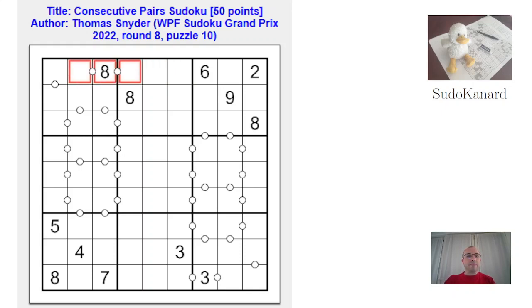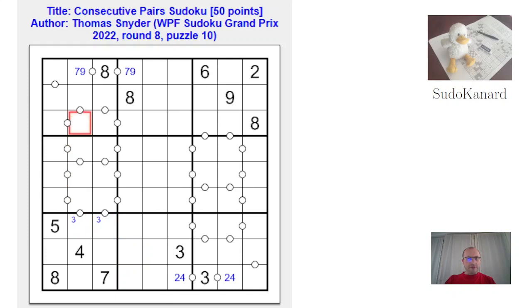So let's begin. We have 7 and 9 surrounding 8. We have 2 and 4 surrounding 3. 3 is here, so there must be a 3 in one of those positions. And there are a few things to note.